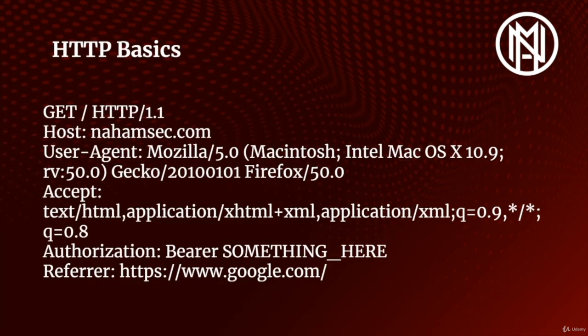So when you visit nahamsec.com, my personal website, your browser is sending a request to the web root, which is a slash. It's saying this is the host, this is the user agent I have. For example, I'm using Firefox, and it's going to say this is what I'm expecting to accept. There's going to be an authorization perhaps where you authorize yourself because you're already logged in, and it's going to also have a referrer. That means the website that you're already coming from. So if you're on Google looking for my website and you click on it, my web server is going to know where you're coming from.